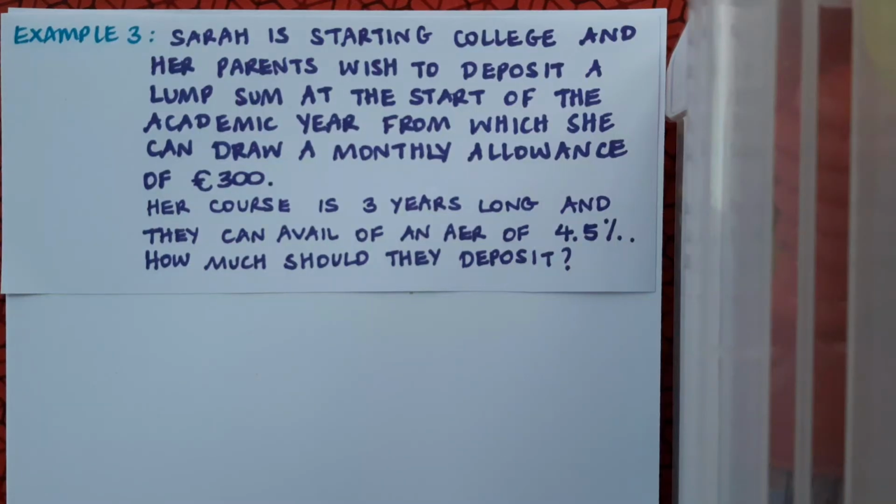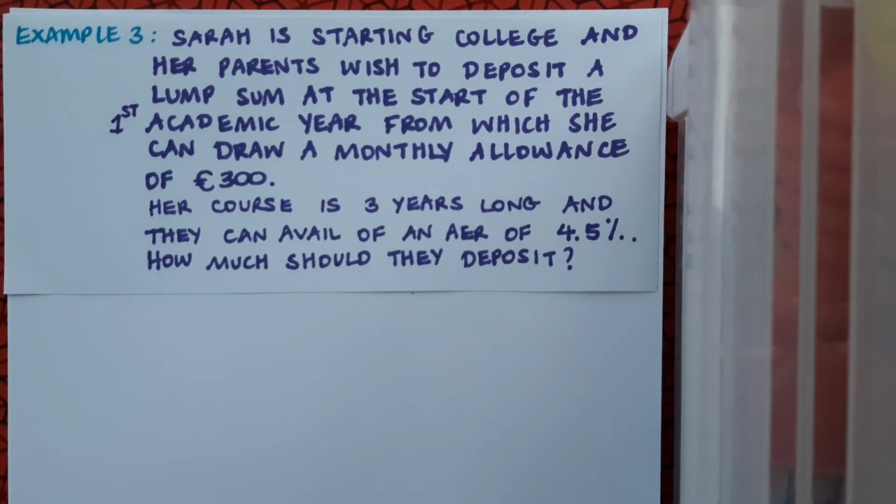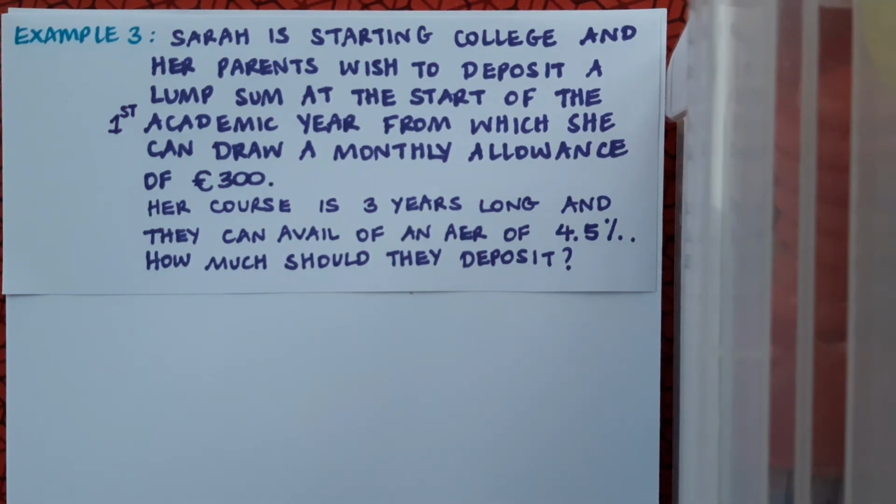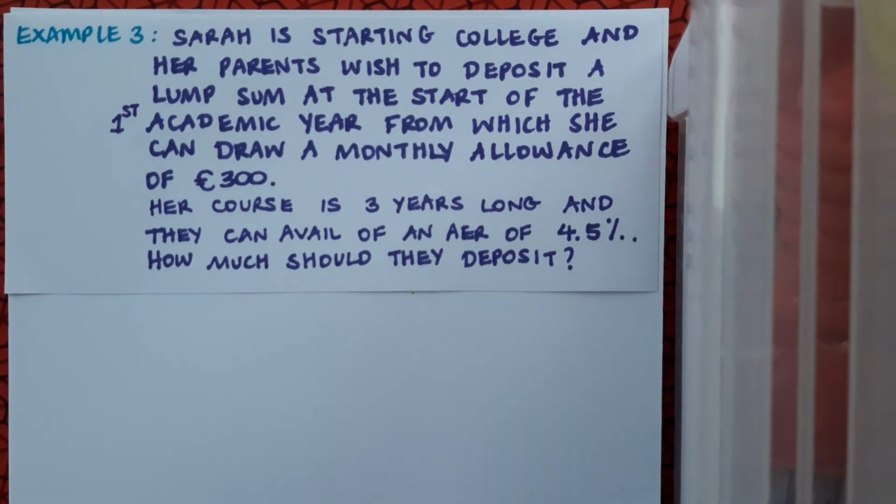So in this example, we have Sarah and she's starting college and her parents want to deposit a lump sum at the start of the first academic year from which she can draw a monthly allowance of €300. Her course is 3 years long and they can avail of an AER of 4.5%. How much should they deposit? Since there's no statement to the contrary, we're also going to assume that she's going to get this €300 12 months of the year.